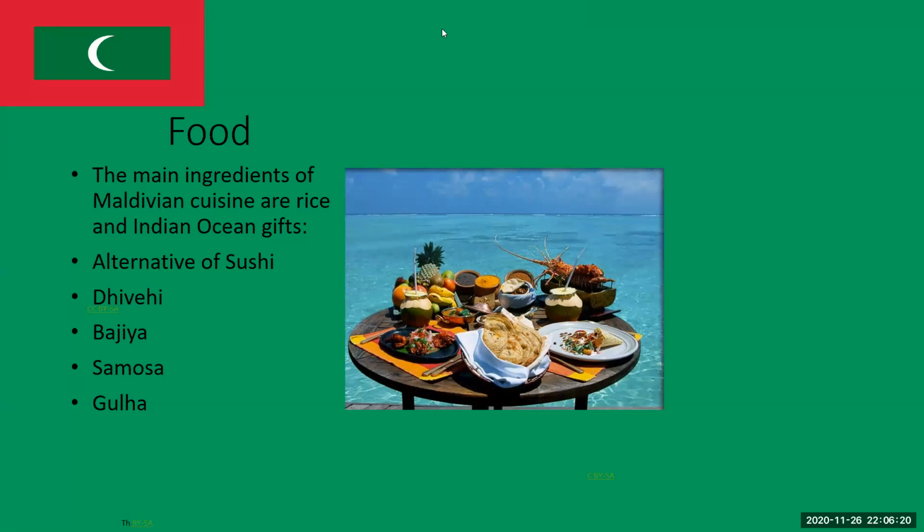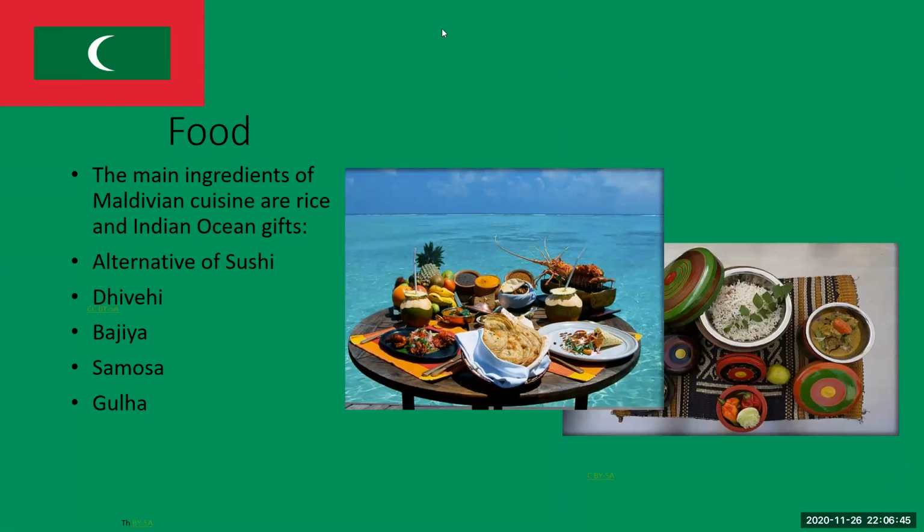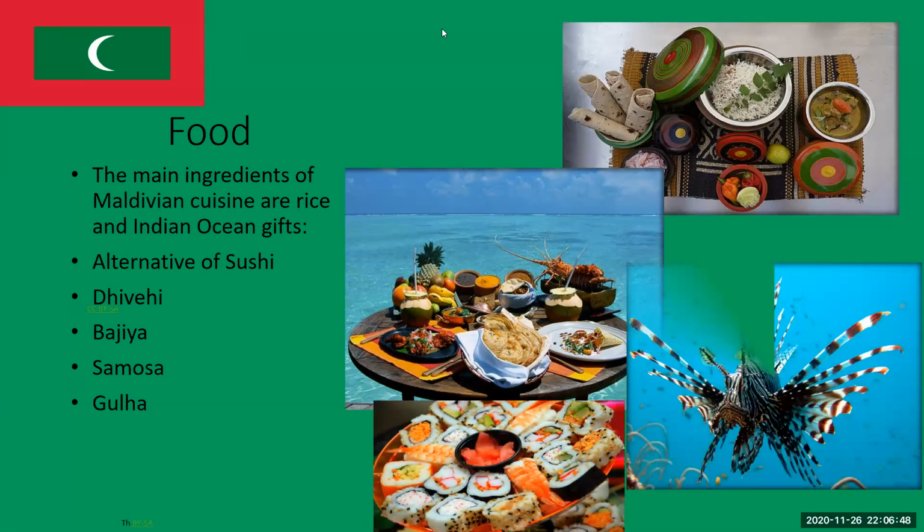Yeah, the food. Actually, you can see it now. The main ingredients of Maldives cuisine are rice and Indian Ocean gifts, as it should be, because nothing is there but ocean. They make something like an alternative for sushi, and they have bajia, samosa, kulha. All of it is made from fish and trees. From this fish, actually, also it's made, but it's like delicacies for us and them also.